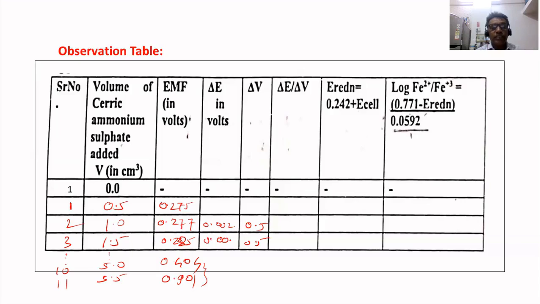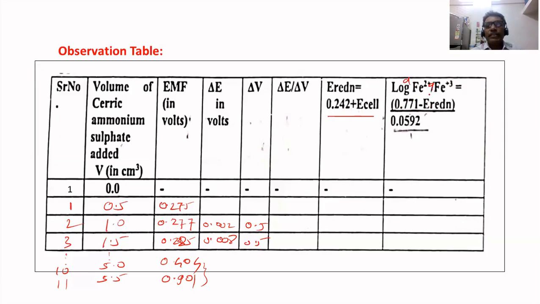0.008 here is delta E. Then calculate delta E upon delta V and put that value here. Then we have to calculate the reduction potential of the electrode using this equation. So just add 0.242 to the EMF of the cell, then we can calculate the reduction potential. The final calculation is the log of the activity of the Fe2+ ion and Fe3+ ion.